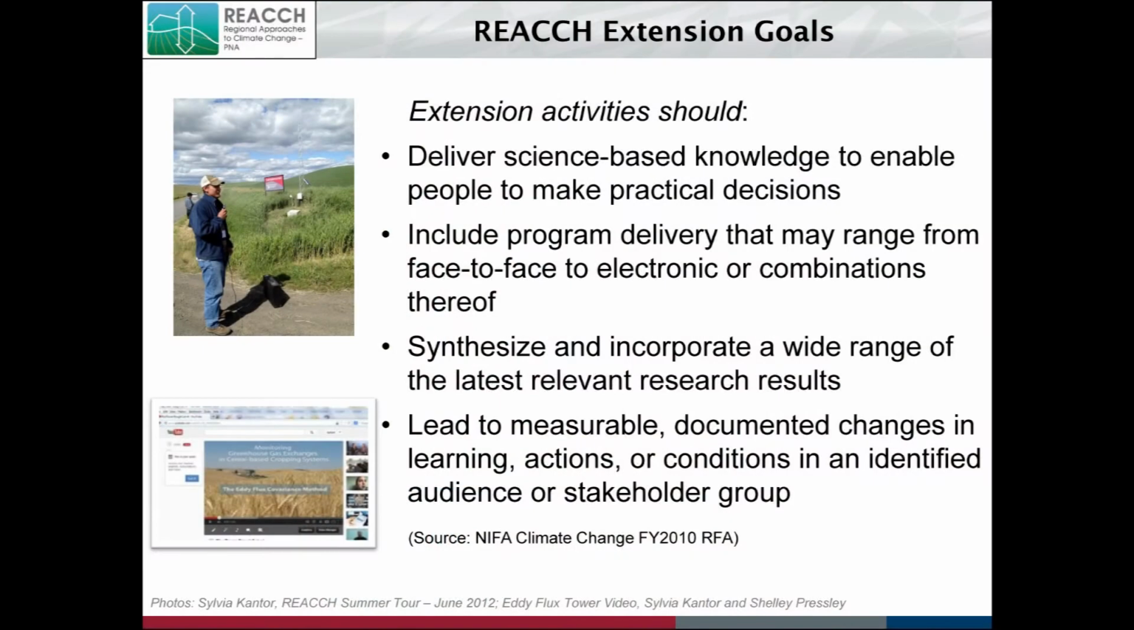So extension activities should deliver science-based knowledge to enable people to make practical decisions, include program delivery that may range from face-to-face to electronic or combinations, synthesize and incorporate a wide range of the latest relevant research results, and then the kicker, lead to measurable documented changes in learning, actions, or conditions in an identified audience or stakeholder group.